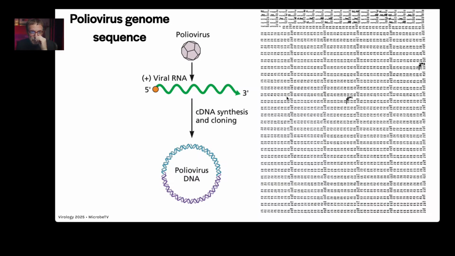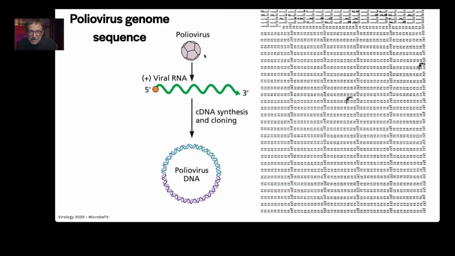So I did one of the first viral genome sequences back in 1981. I was a postdoc with David Baltimore, and he told me to work on poliovirus. Since I trusted that he knew what was best for me, and he was right, I did. So he said, I want you to clone the genome and sequence it. So what does that mean?